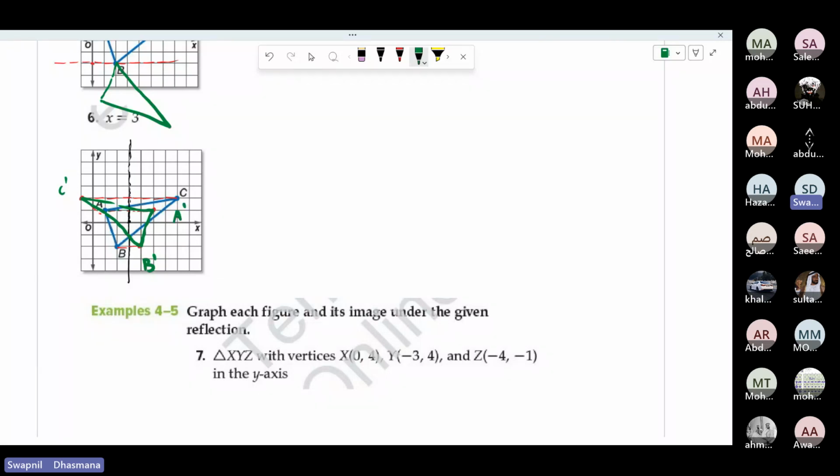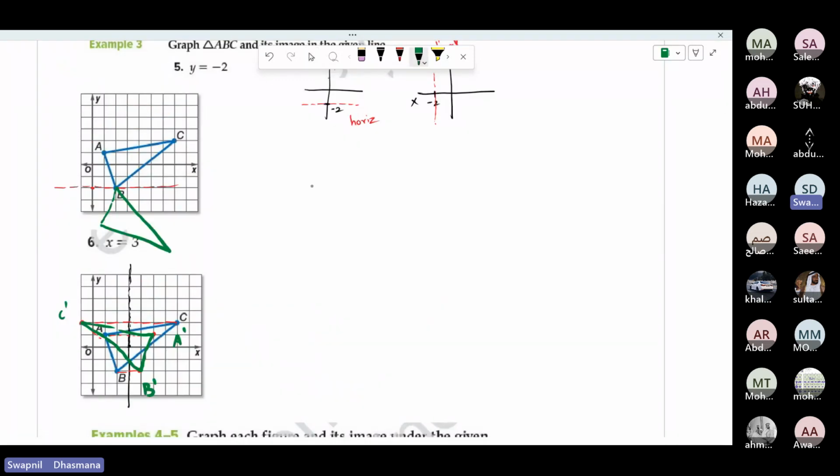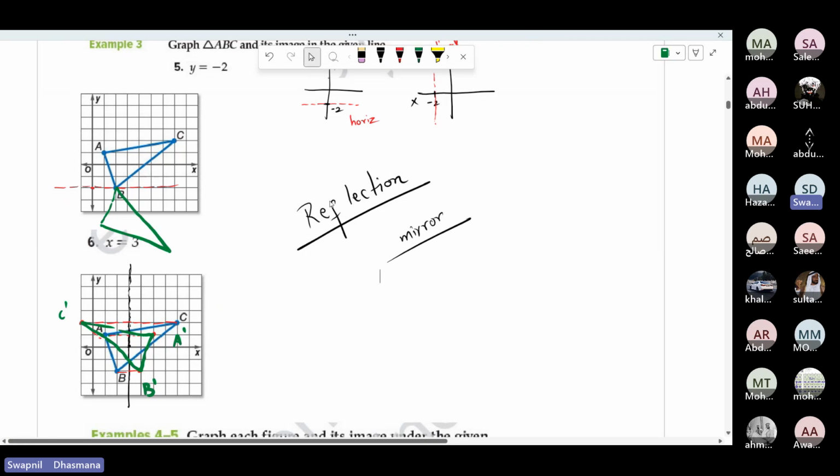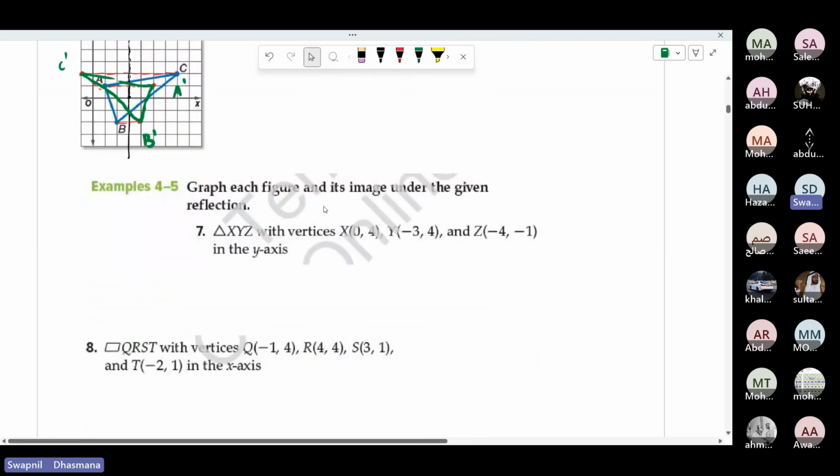Any questions in this, Shubham? This is about reflection. Reflection means when you have a mirror, you can have many kinds of reflection. So the main point here is reflection, when you have a mirror. That is easy. I think you might get a question like this.